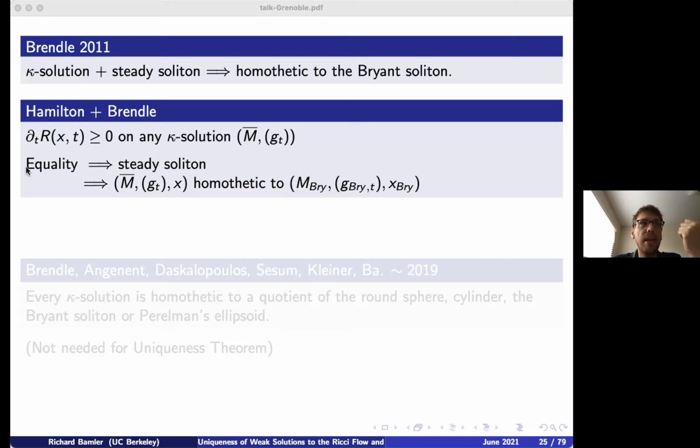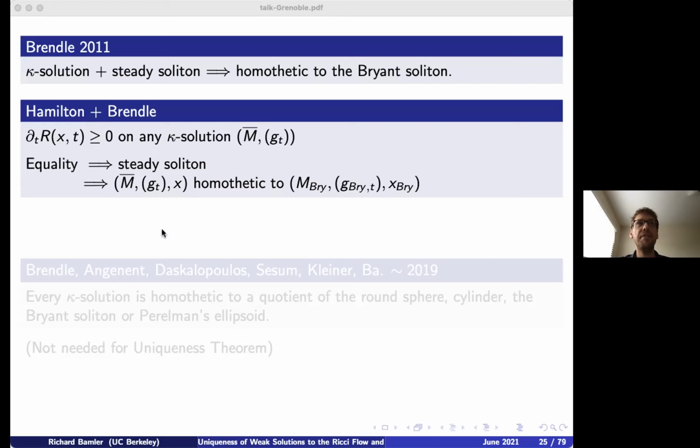So in total, what we get is that if on a kappa solution the time derivative of the scalar curvature is 0, then we immediately know that it's a Bryan soliton, and we also know that the point is the center of rotation. Okay? So this is a very strong rigidity result.